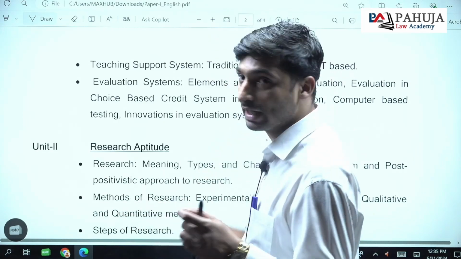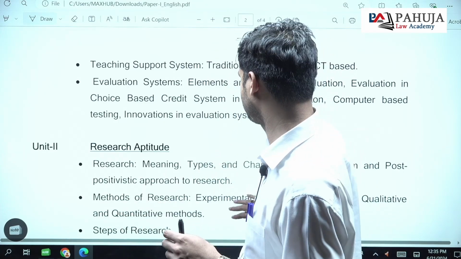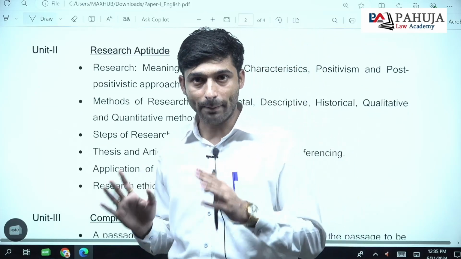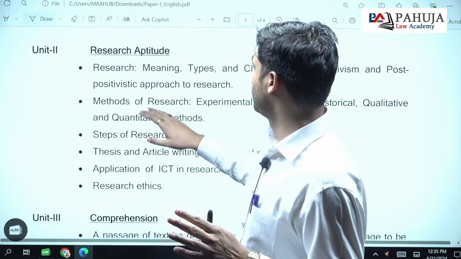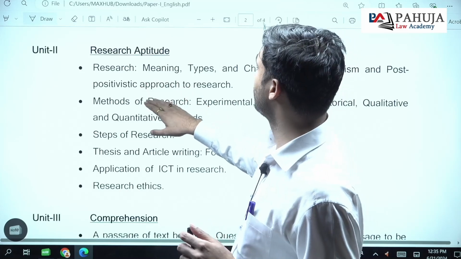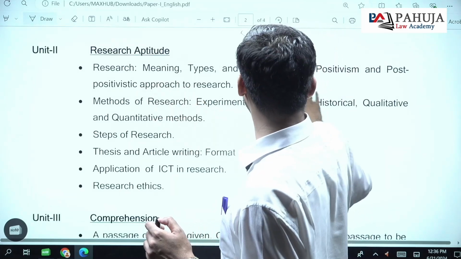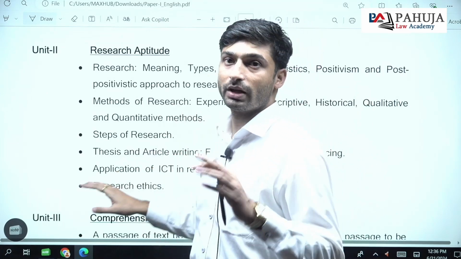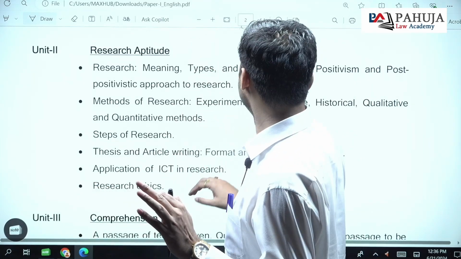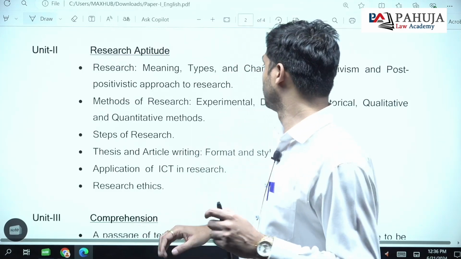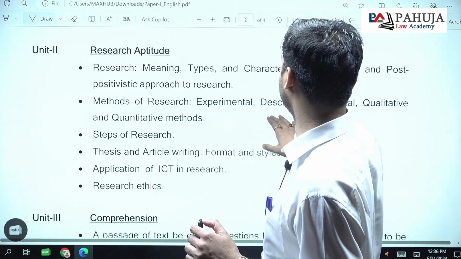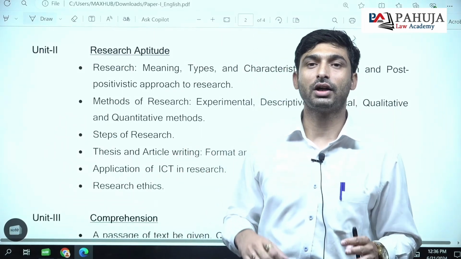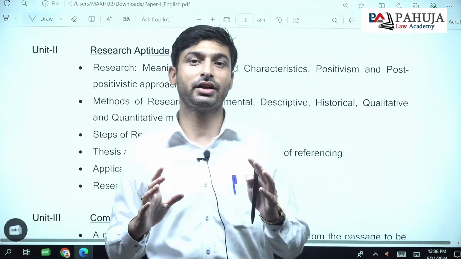Okay. Then comes research aptitude. As the name suggests, herein you will be tested on your understanding of research, the positivism and post-positivism approach towards research. What are the methods of research? Experimental, descriptive, historical, qualitative and quantitative methods. And what are the particular steps for conducting research?